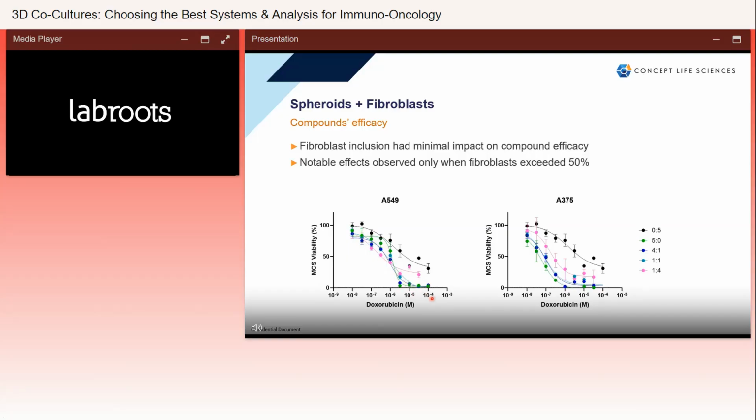And then as soon as you start moving beyond that 50% ratio, it looks like the cancer cells are less dominant, and essentially the curve starts switching more to the response of the fibroblasts, which is the black line. And it's the same case with both of these. So A375 and A549 both do something very similar. It's just slightly different dynamics of it.